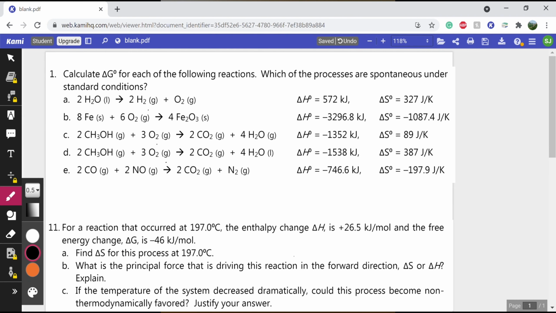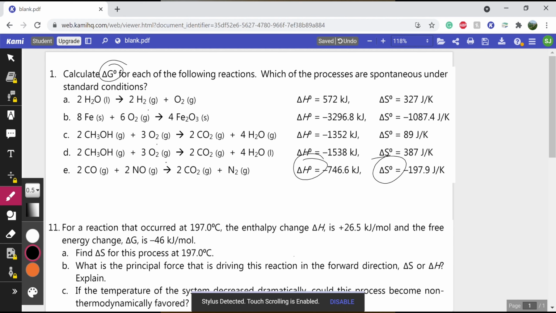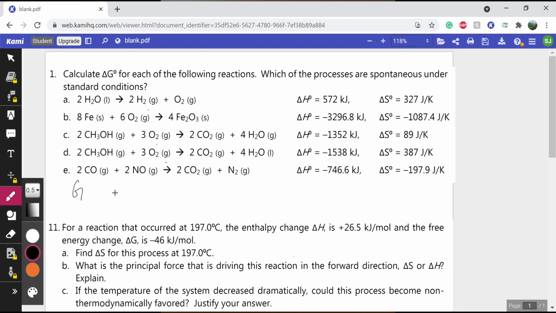Hi, in this video we're going to be doing practice problems about delta G, which is Gibbs free energy. Our first question is calculating delta G using delta H and delta S. Our formula is G equals H minus TS. We're looking for G, and I'm going to do E as an example.